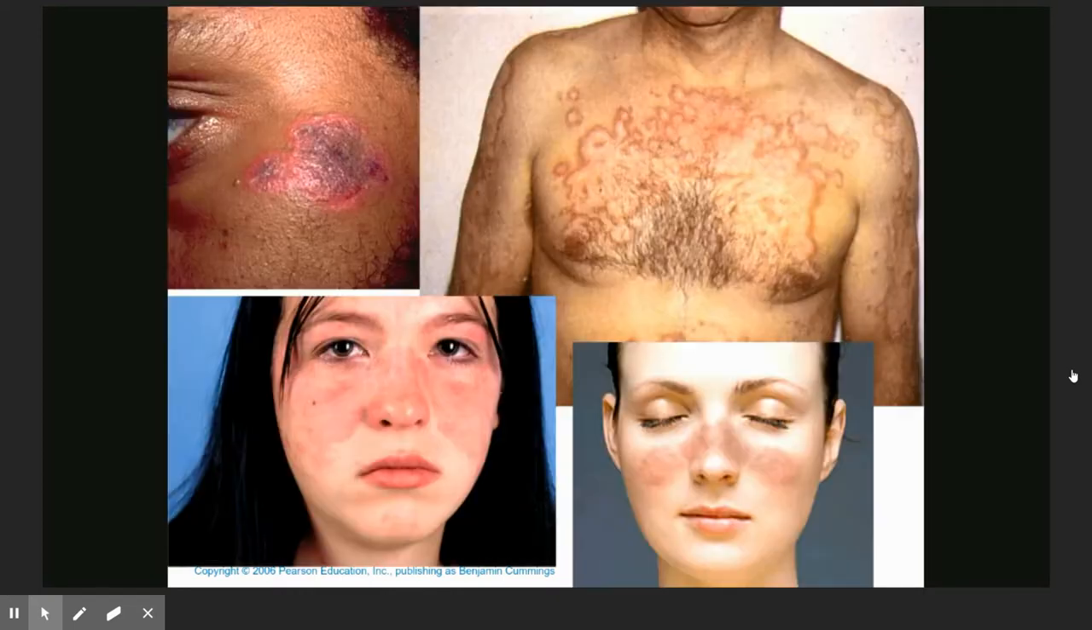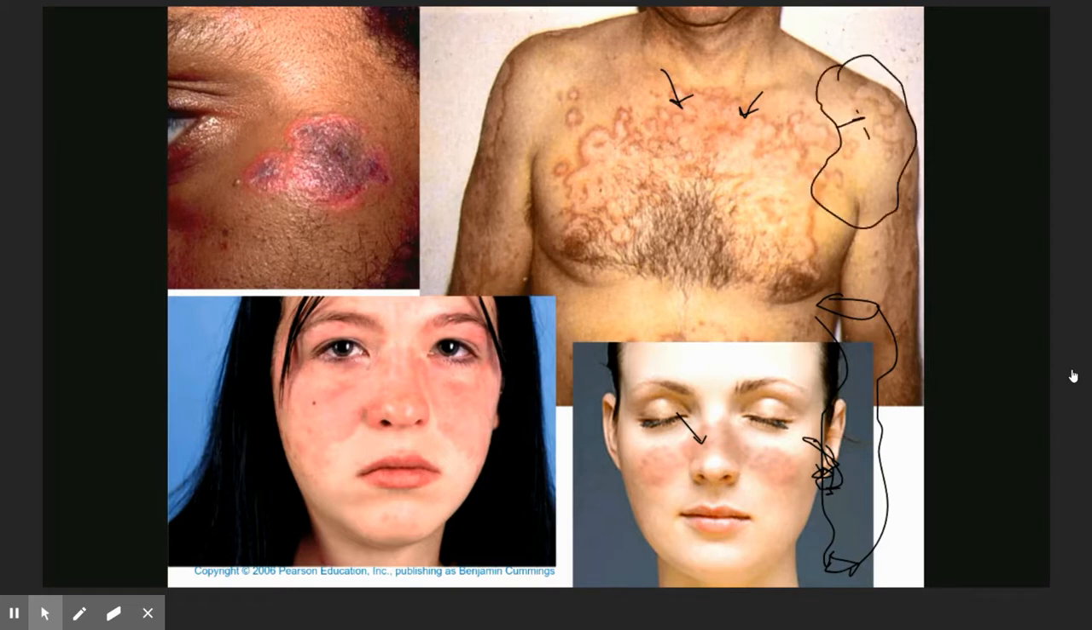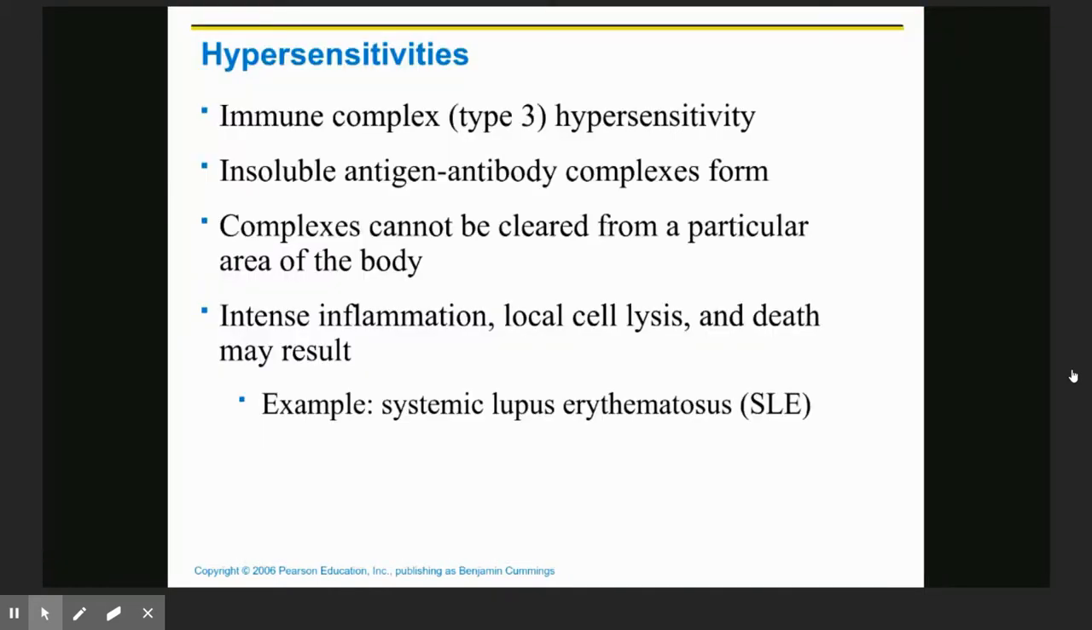Could be your skin like this. But this can also be on the inside. So if you think about inside your gut, what if those immune complexes form here? Well, we're going to destroy the gut wall. It's in your kidney. You can destroy the kidney. And so one of the main conditions that comes from this is lupus.